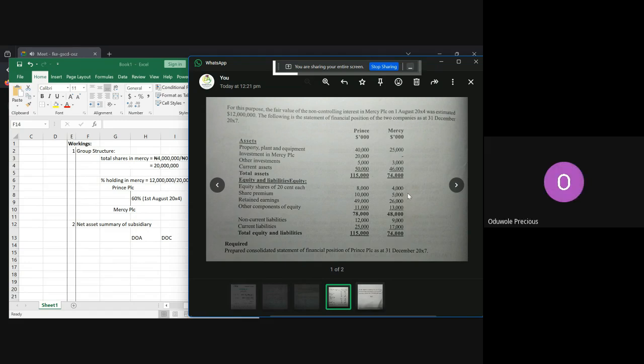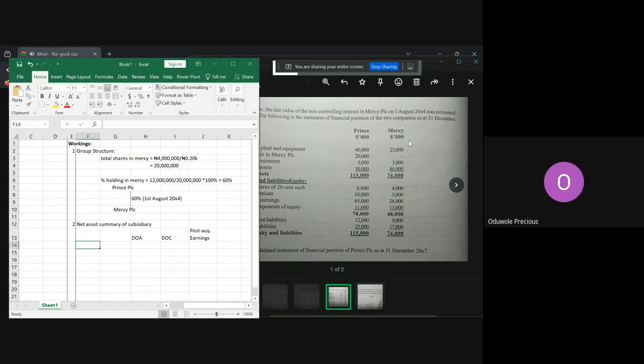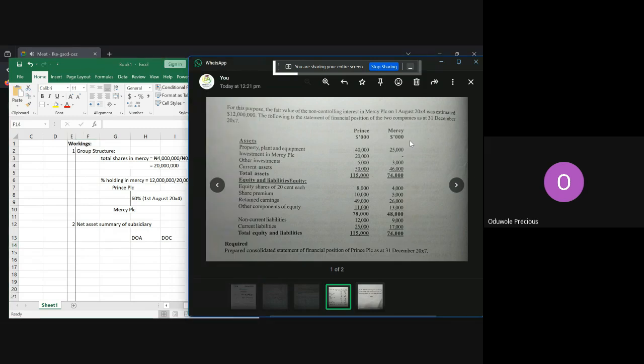Shares, share premium, retained earnings, other component of equity. That's what they have as at the date of what? Date of consolidation. What is the date of consolidation? Let me quickly tell you. Date of consolidation is when they are bringing the two statements together. Consolidate means you join.